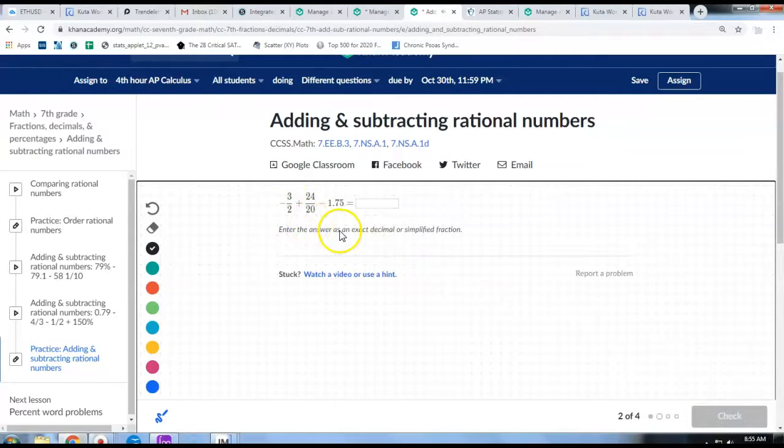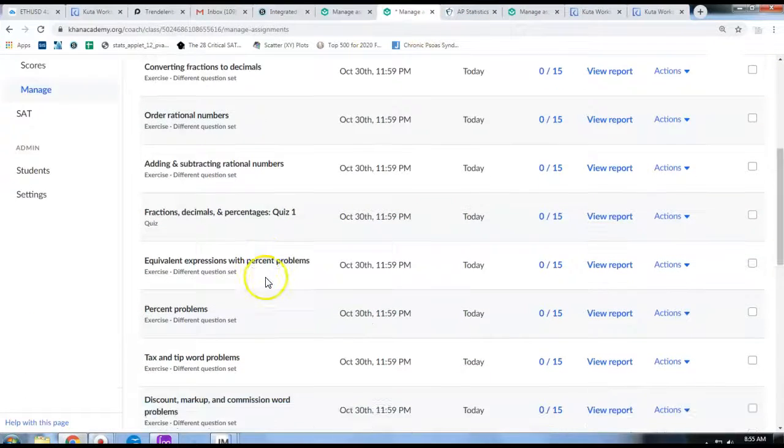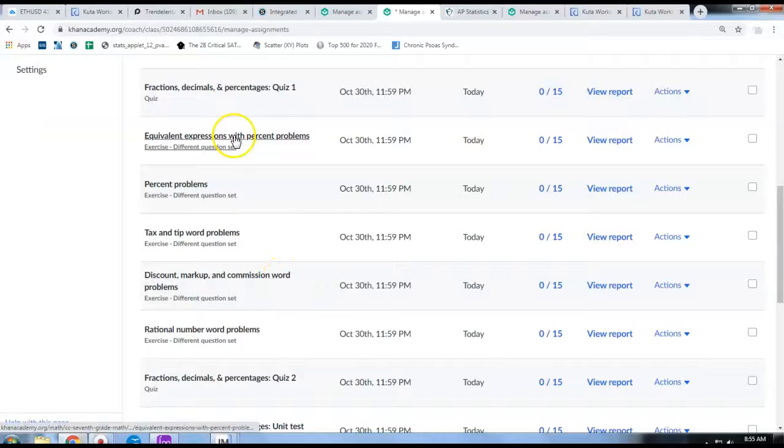All right. I'd probably throw these into decimals and do them that way. So this would be negative 1.5 plus this one is 1.2 and then minus 1.75. And, you know, just throw it in your calculator and do it that way. All right. Let's keep moving on. You've got the quiz. That's on you. That's stuff we've already gone through.